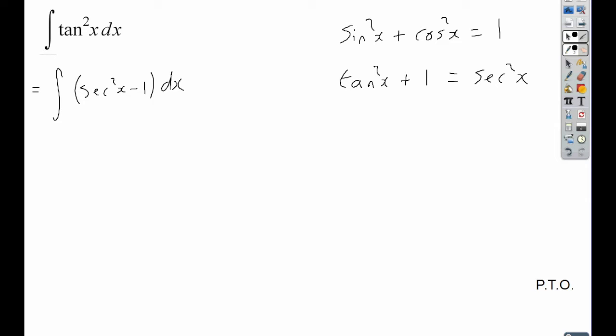Once you've written that, you can just apply that standard result. The integral of sec squared x is tan x, and the integral of negative 1 is negative x, plus c. And that's all it is. Just a one-step question really before you write down the answer. All right, let's move on to the second one then.